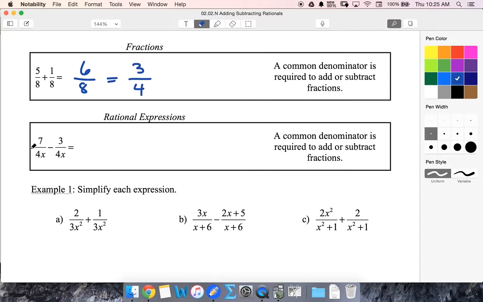If we have a rational expression, same sort of idea. 7 minus 3 is 4. Our common denominator is 4x. Now I can simplify. That's 1 over x. Notice it's not just x. My x is in the denominator.